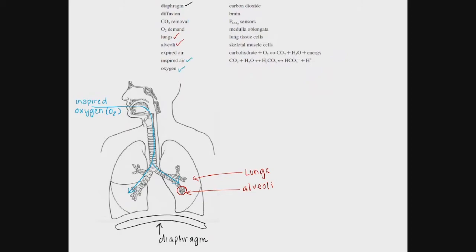For expired air, I'm going to do that in pink. So this is expired, and this is carbon dioxide. And so this can also go with CO2 removal. And what we drew for that inspired air can also be just a drawn representation of the oxygen demand as well.